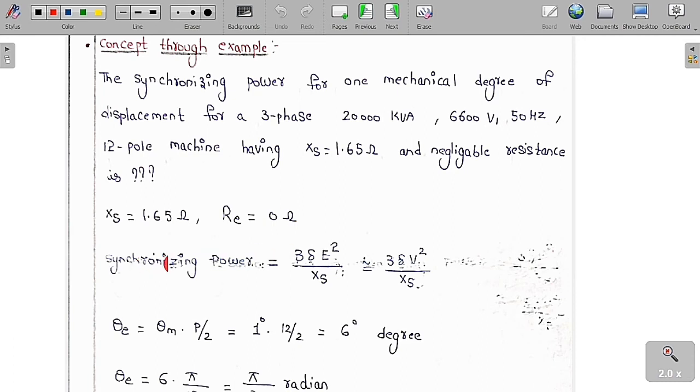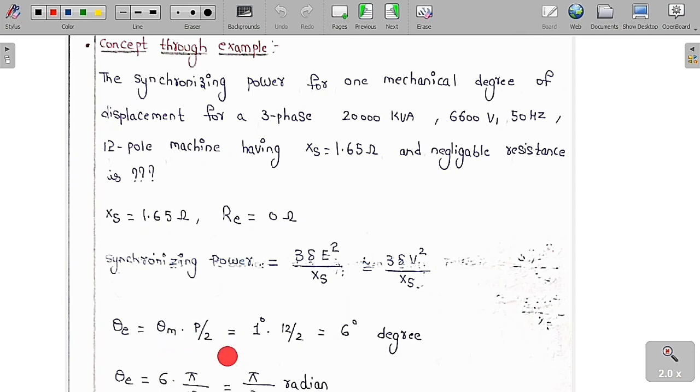And also the synchronizing power equation is 3 delta E square by Xs. This is an important formula that you always need to remember: the synchronizing power is equal to 3 delta E square by Xs. It is nearly equal to, because E is nearly equal to V, 3 delta V square by Xs. In this question they are given the electrical angle is equal to mechanical angle into P by 2.